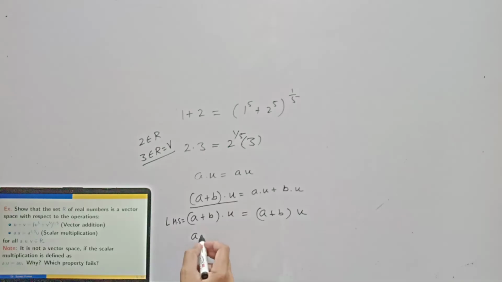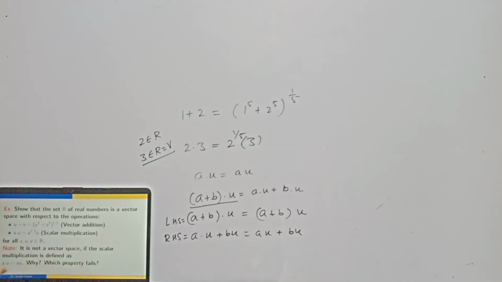The right hand side is a dot u plus b dot u. Let us solve it and see what we get, following the definitions. What is a dot u? It is a u. And b dot u means bu.